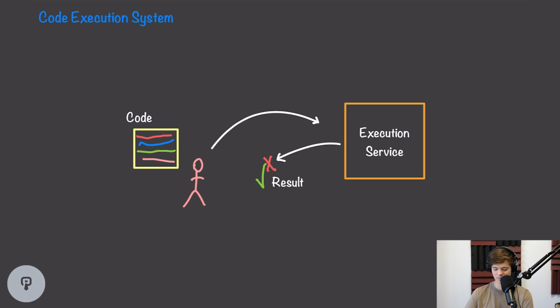So in this video, we're going to be talking about how to design a code execution system. What we mean by a code execution system is something where a user can write some code, and then they can submit that code to our execution service, and the execution service will run the code on the server and return some result. For example, we could consider that result to be just a yes or no of whether the code ran successfully, maybe some information about the output of the code, etc.